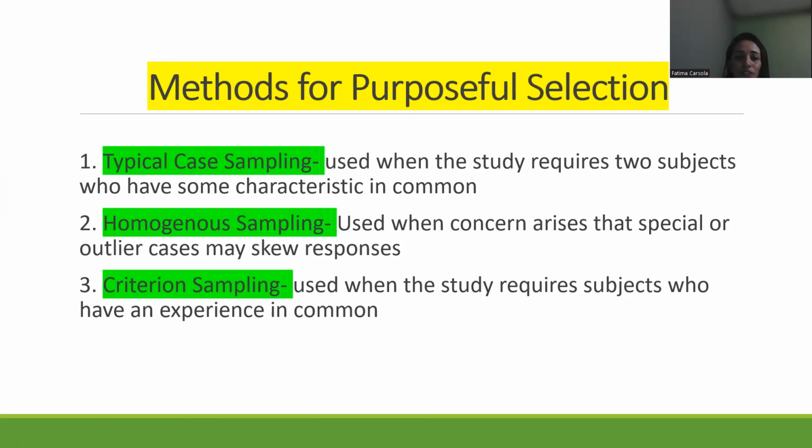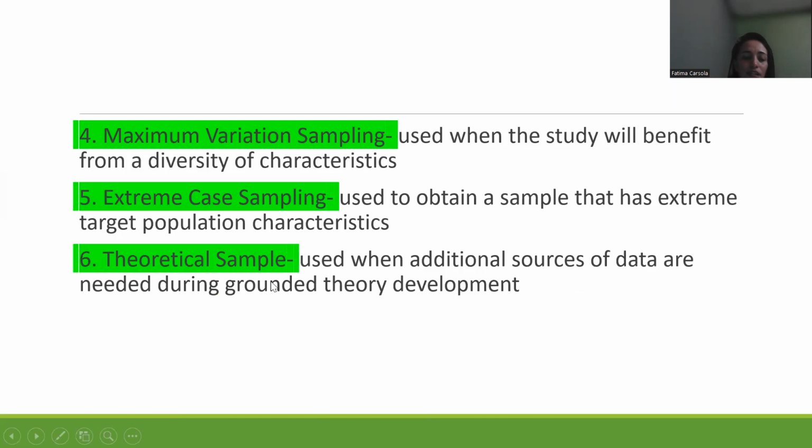But in qualitative research, since we are using purposeful sampling, sometimes specifically you have your criterion sampling, used when the study requires subjects who have an experience in common. For example, COVID-19 survivors. Everyone who suffered from COVID or was present in the COVID era could be your participant. You also have your maximum variation sampling. For example, if you're studying women, they are selected in terms of age, education, occupation, number of deliveries and the type of delivery.